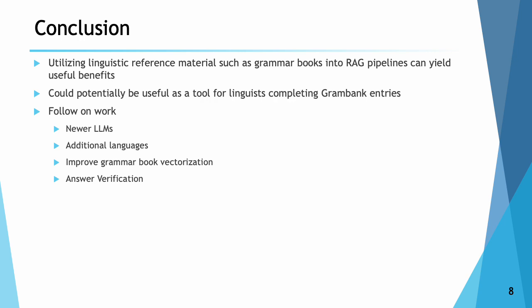Follow-on work for this paper could include using newer LLMs, experimenting with additional languages, and exploring improvements to the grammar book vectorization. And a really useful extension would be answer verification, where an LLM agent or critic could be set up to verify whether the answer is supported by the evidence. So it's kind of a check on the tool, and this would help build trust in this approach.